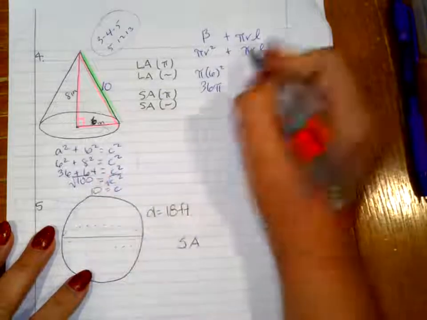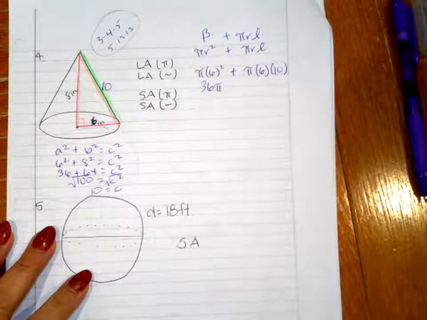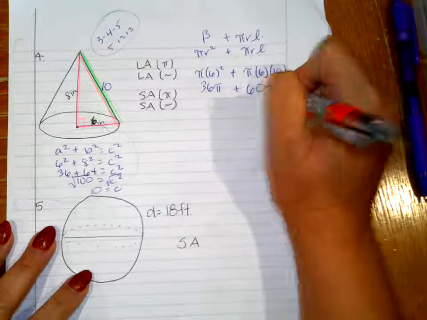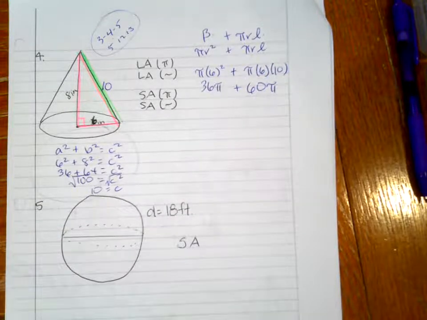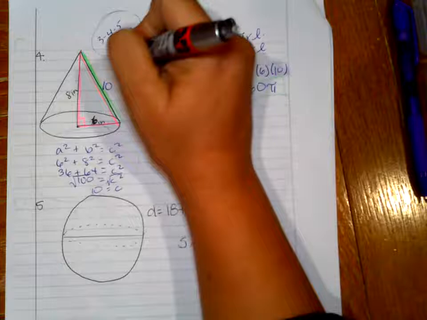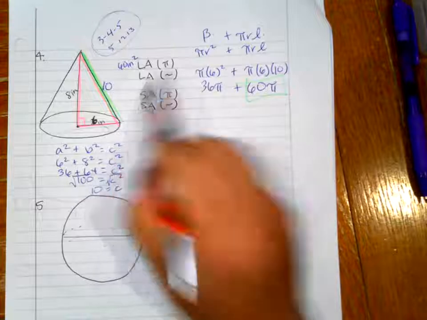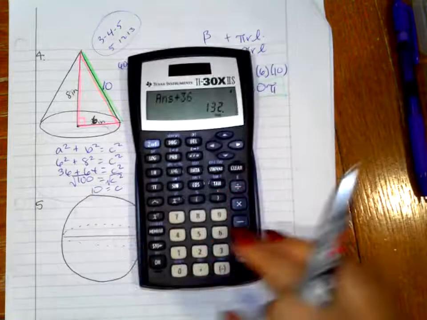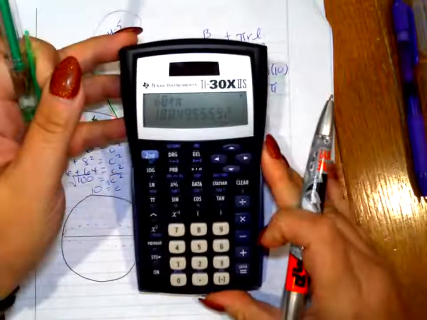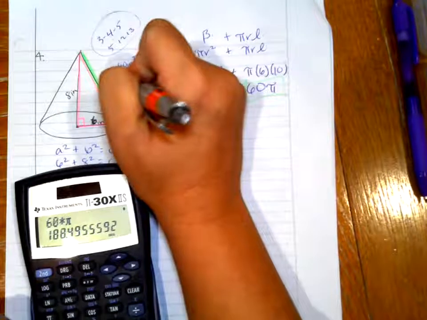All right, plus pi times 6 times 10, radius times slant height. So I've got plus 60 pi. That's the lateral area right there. So leave it in terms of pi. I've got 60 inches squared. Don't forget your units. Lateral area, pi approximate, 60 times pi, which gives me 188.5 inches squared.